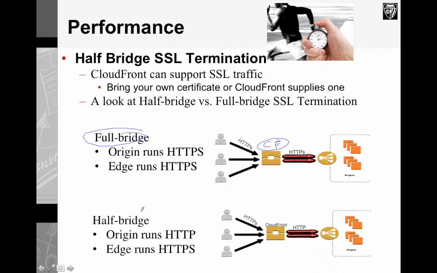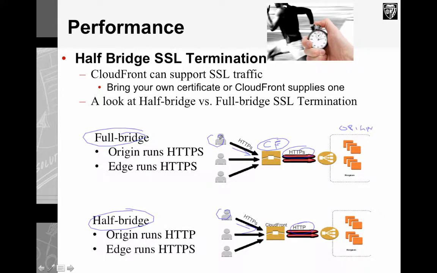So whether it's full bridge or half bridge, it's going to be HTTPS. The client is always going to be communicating over HTTPS. As you can see, in full bridge, it's doing HTTPS. In half bridge, it's doing HTTPS. Client is always communicating with CloudFront over HTTPS. The question is, what about the connection between CloudFront and the origin? The connection between CloudFront and the origin can be HTTPS or it can be HTTP.